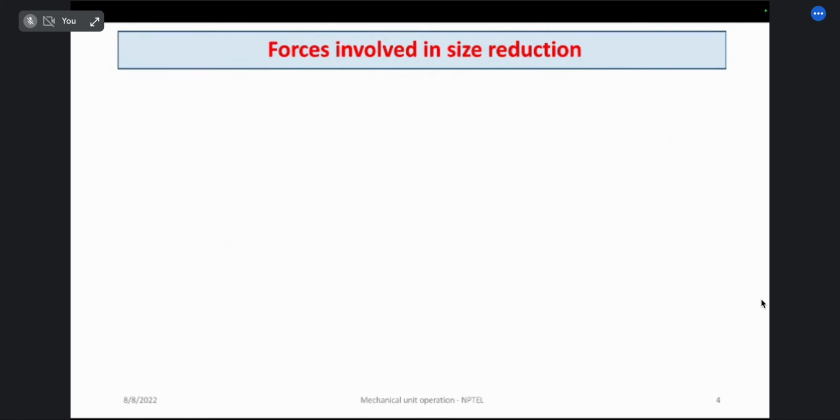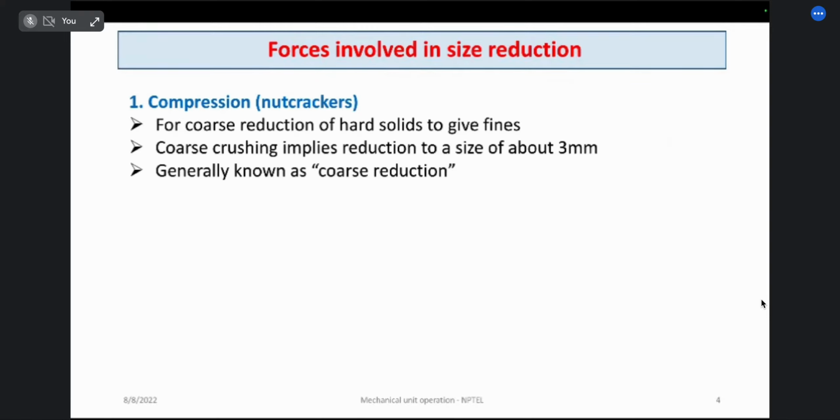Okay. Now, which are the different forces involved? Size reduction always involves different kinds of processes like crushing, and in crushing some compression is involved. So you need to go to the basic forces in order to understand the size reduction operation. The first and most basic one is compression. In compression forces, you have two materials and your solid is compressed between them, and the big particle will be converted into a small particle.